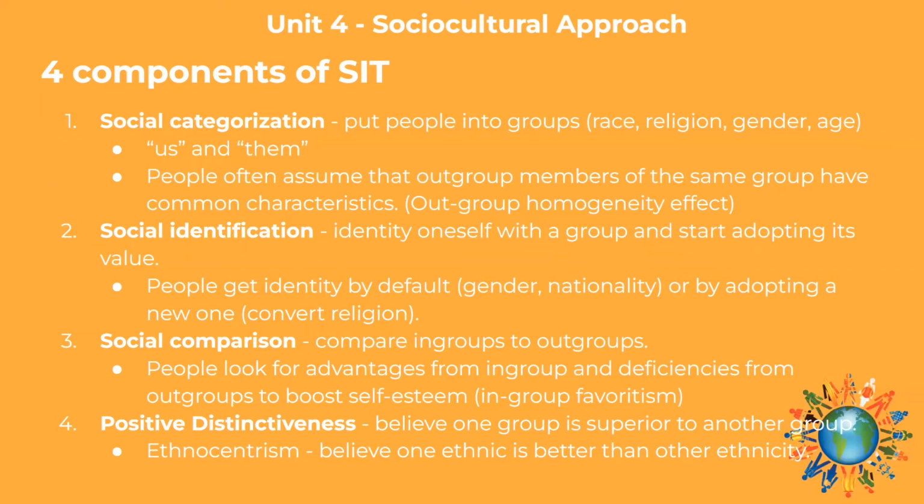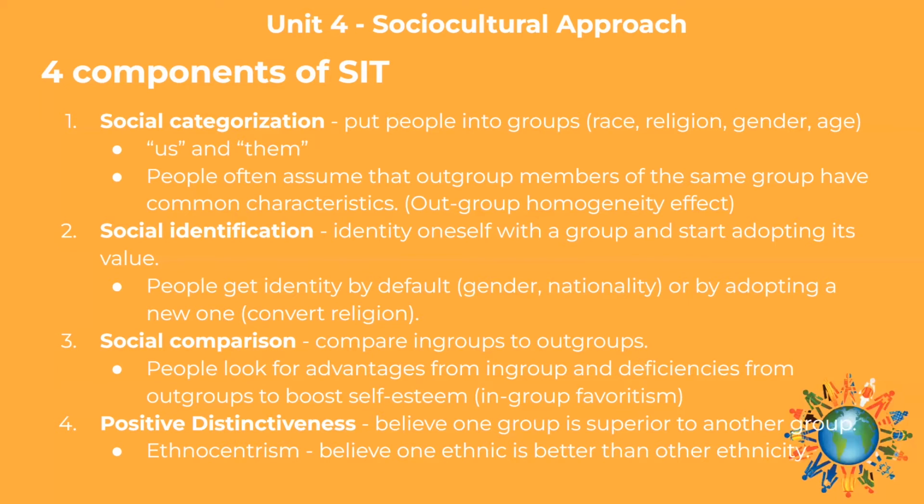And social identification is when you identify yourself with a group and you start forming bonds and adopting its values. As for identification, you can get an identity by default. Like you're born with your gender, so you identify with that gender. However, this can also be by adopting a new one. So this is when you convert to a religion and you identify with this new religion rather than your old one.